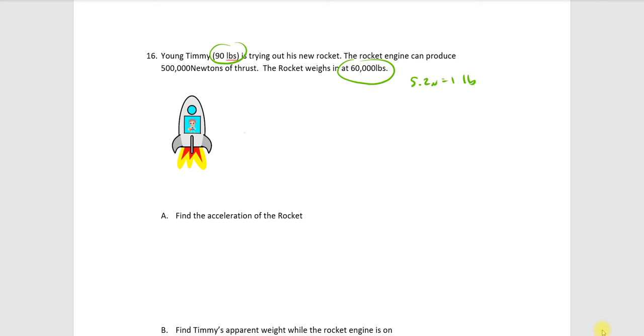Okay, now, let's see. Part A, find the acceleration of the rocket. So start by drawing a free body of the rocket. Although it wasn't explicitly mentioned here, I'm pretty sure this means here's the ground and this thing has just taken off. So you're going to have a fairly significant gravitational force and this force upward. And then write a Newton's second law equation.